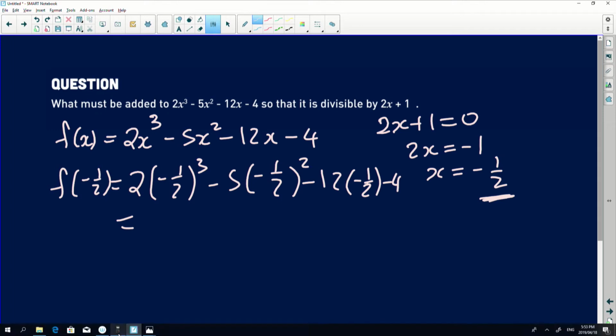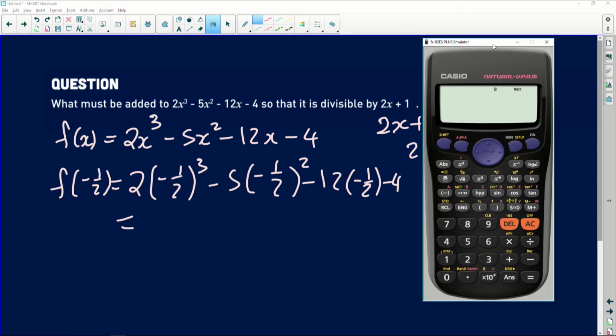I'm going to use my calculator to see what will happen if I do this. So we've got 2 into minus 1 over 2 cubed, minus 5 into minus 1 over 2 squared, minus 12 into minus 1 over 2, and then we subtract 4. Finally, the answer comes out as a half.